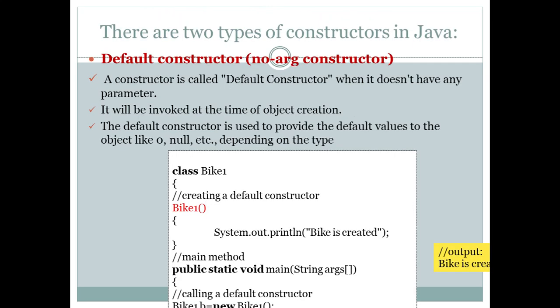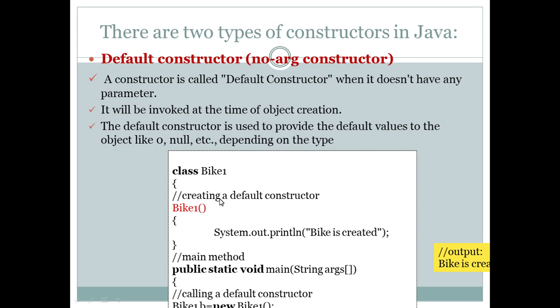So there are two types of constructor in Java. One is the default constructor. A default constructor is one that doesn't have any parameter. It will be invoked at the time of object creation. The default constructor is used to provide default values to the object, like 0 or null, depending on the type of the data.